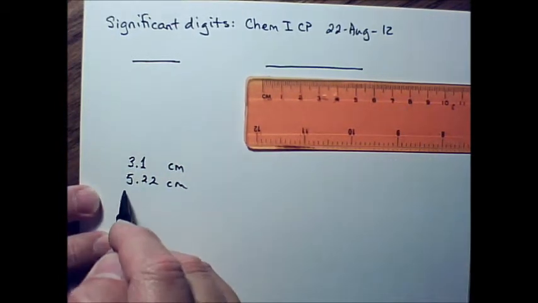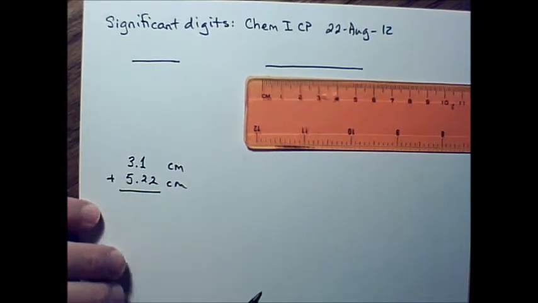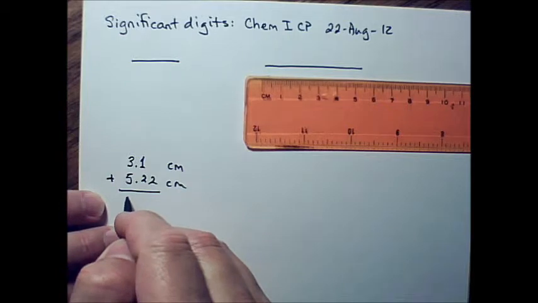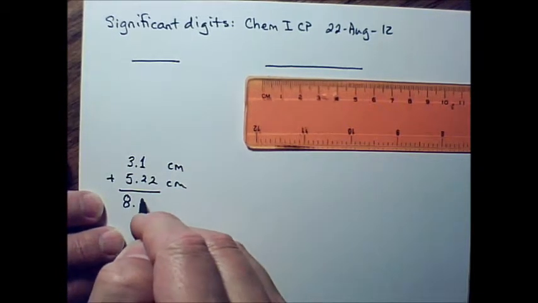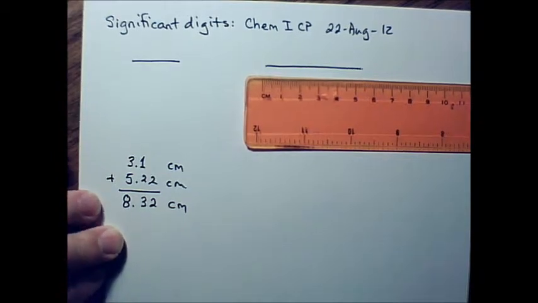But we have a problem here. If we're going to add these numbers together, our answer is going to be kind of hinky, I guess. But let's add it together the way it is right now, and this is the process you're going to use in here. So we get 8.32 centimeters.